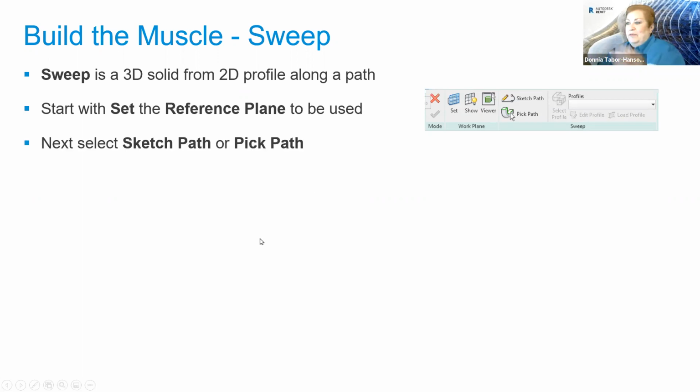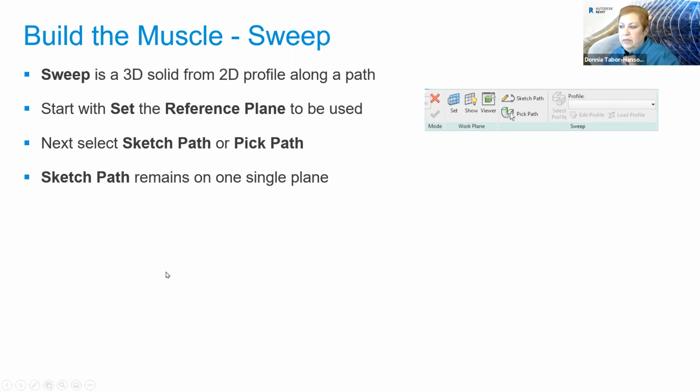I love it, they put it up front. Then you get to decide if you want to select a path or pick a path or sketch a path. And we're going to experiment with both today. I'm going to start with the sketch path later. The sketch path is where you draw it. Pick path, you need to have some 3D edges to pick along those paths. And like I said, we'll look at both.